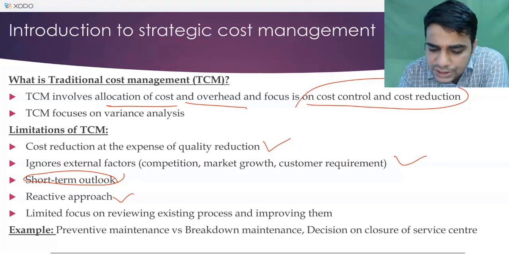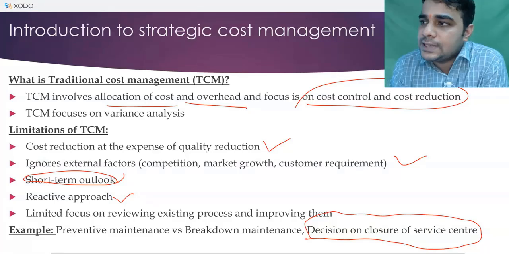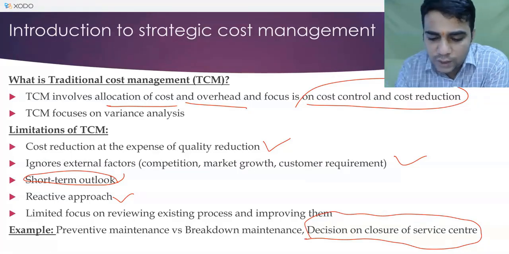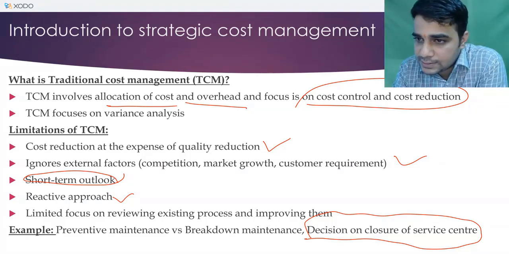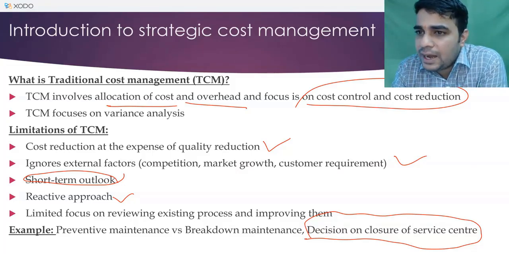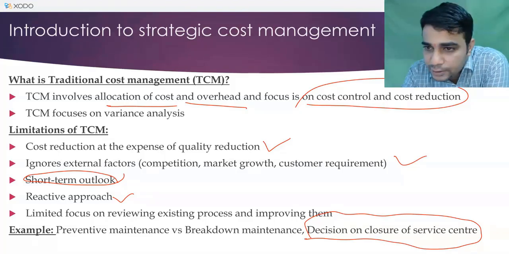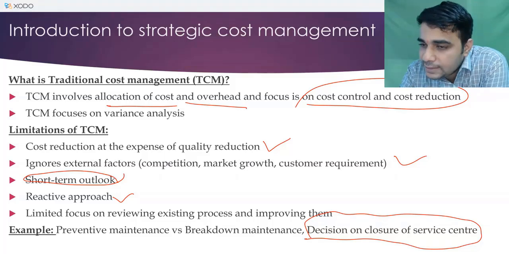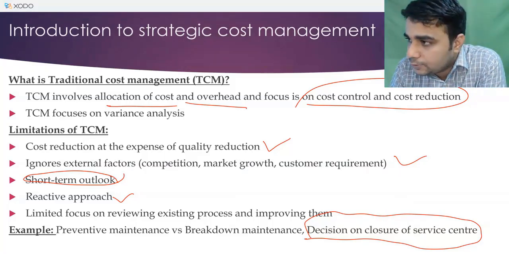Next point is the decision on closure of a service center. When I am evaluating this decision, can you tell me what challenge can happen? What factors may get missed out in traditional analysis? No, not on the going concern. I have some 100 service centers and I am planning to close one service center. 100 will become 99. The closure is because the cost is on the higher side.